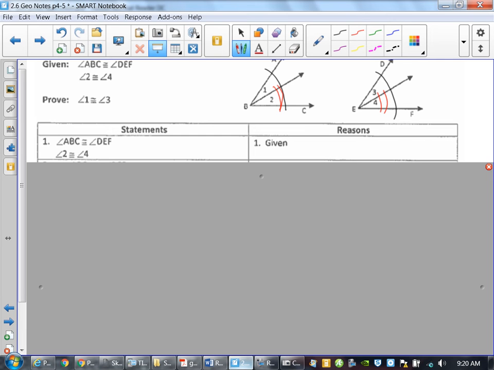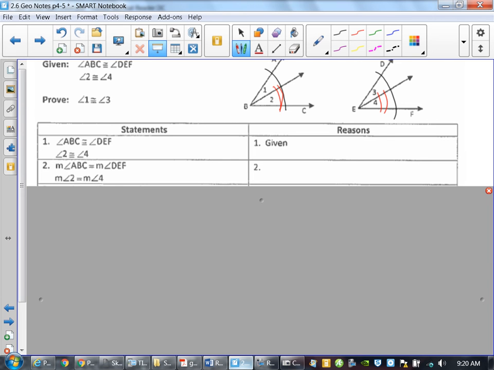Give it. Give it. Now, what's the next one? Complementary? Definition complementary? No, I have the little angle symbol.